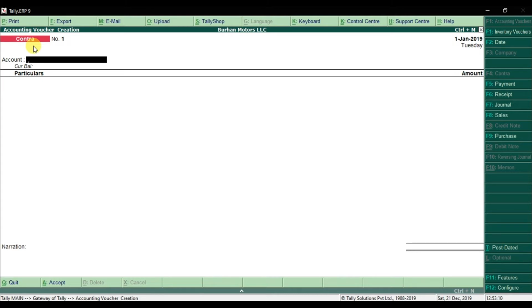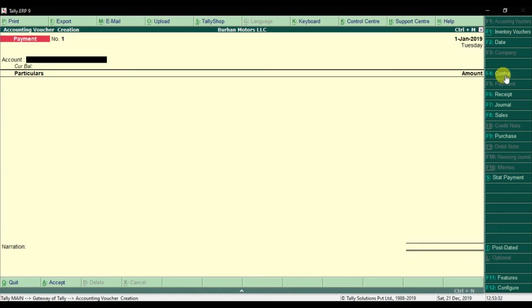Transfer money from ADC bank into the Noor Islamic Bank. You are transferring the fund from one bank to another bank. So debit is the bank, credit is also the bank. So that transaction will go where? In the contra voucher, F4.